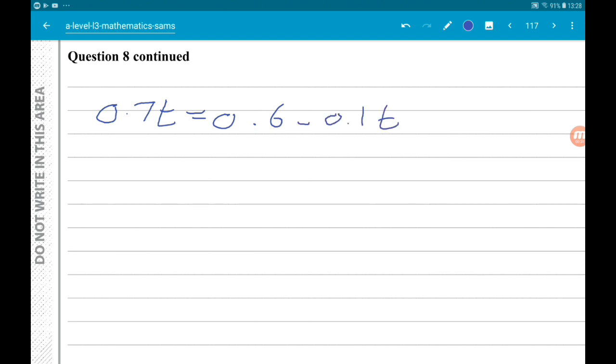Okay, so if we add 0.1 T, let's also multiply 3 by 10, and we're going to get 8 T is equal to 6. So T is equal to 3/4.